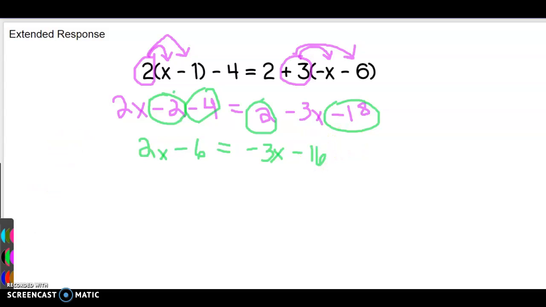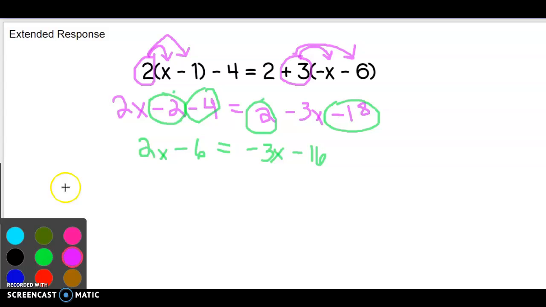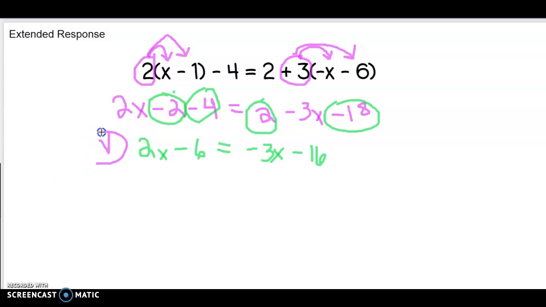I then have to bring all of my variables to the left side of the equation over here. I'm going to do that by doing the opposite, which is adding 3x. And the reason why I'm adding 3x is to get these to zero out on the right side. But anything I do to one side, I do to the other. 2x plus 3x is 5x. Bring down the minus 6 equals negative 16 on the right side.